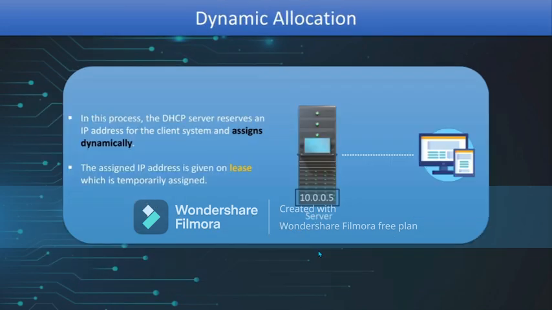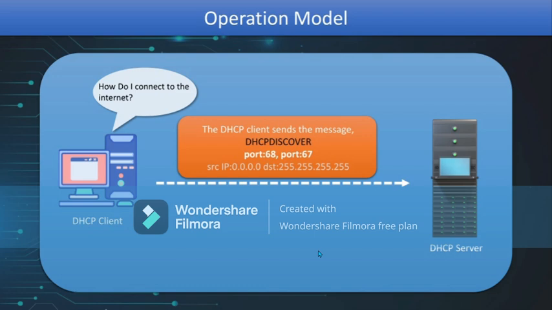In the DORA process, DHCP dynamically reserves an IP address for a client system, and the lease time is also assigned. The first message is the discover message sent by the client. In the DORA process, the first message the DHCP client sends to the server is called the discover message, and the discover message is a broadcast.